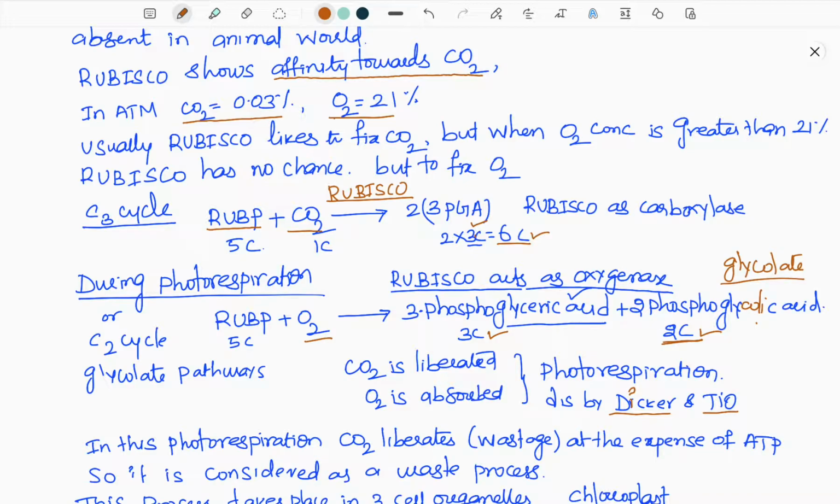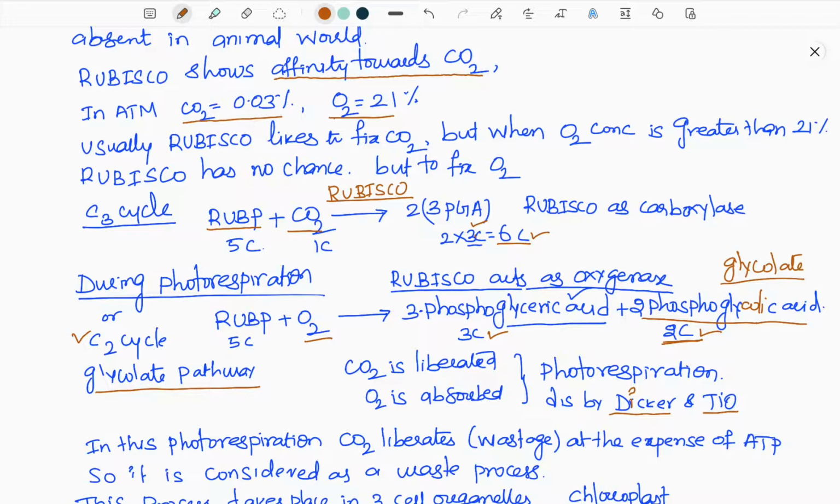So we also call it the glycolate pathway. Why should we call it the glycolate pathway? Because in this process, glycolic acid is formed. We know that here, apart from phosphoglyceric acid, glycolate is formed, glycolic acid is formed. So we call it the glycolate pathway. We also call it the C2 cycle. Why? Because we know glycolic acid contains 2 carbons. So it's called the C2 cycle and glycolate pathway.